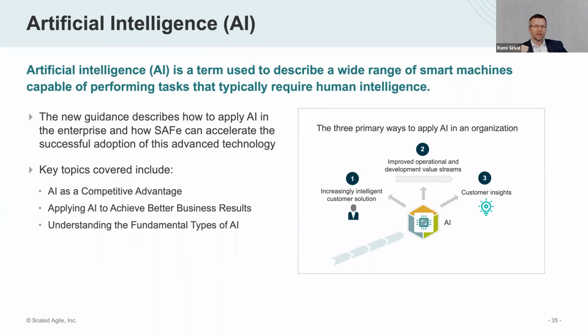Obviously, AI can increase your competitive advantage. So what would be the intelligence solutions that you are building for your customers? That would be a part of the epic definition, feature definition, and you would need to have a competency capability to address that opportunity. AI can also be used to improve the operational and development value stream capability, and of course, bring some insight about your customers.